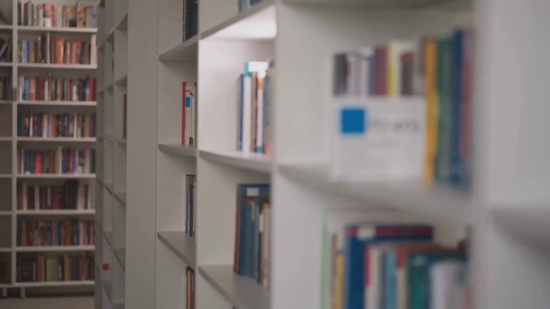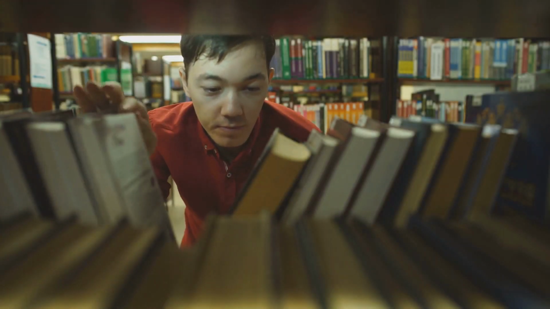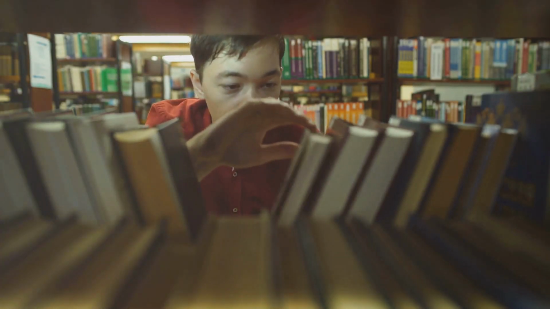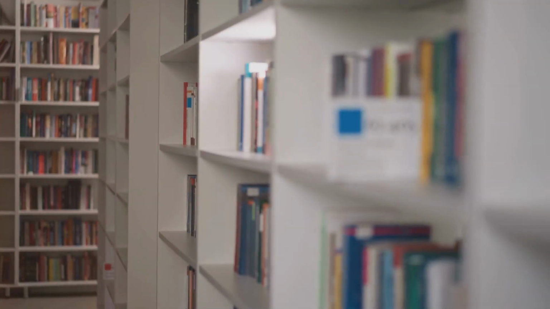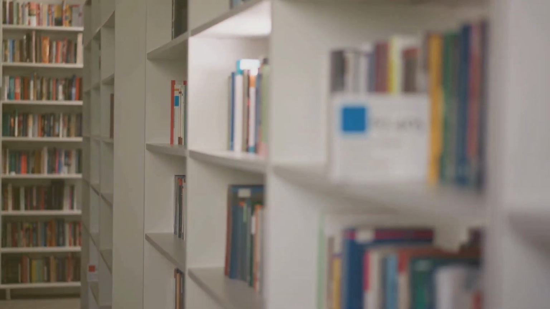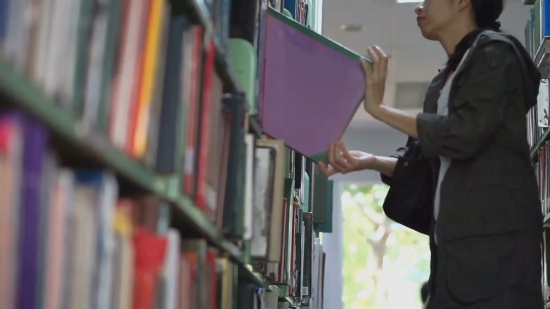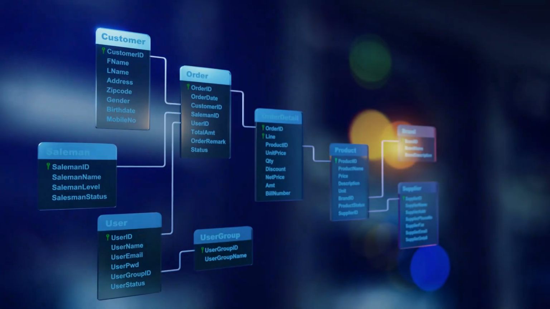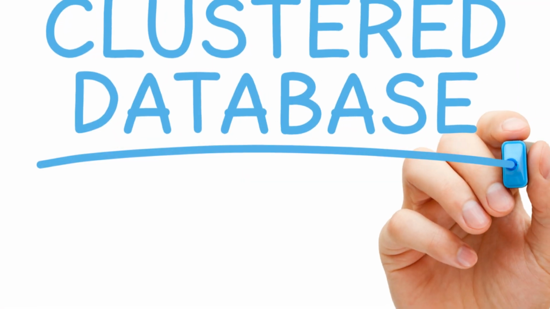Imagine a library where books are randomly scattered on shelves. Finding a specific book would require a tedious search through every shelf. Now picture that same library with books meticulously organized by author and title. Locating a specific book becomes significantly faster and more efficient. This analogy perfectly illustrates how clustered indexes transform data retrieval in SQL Server.